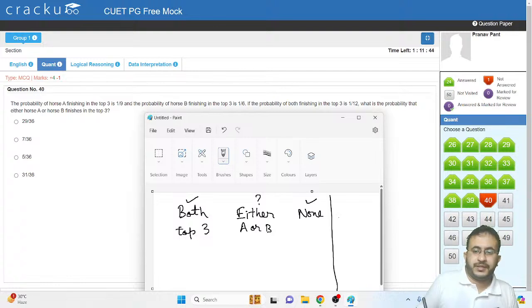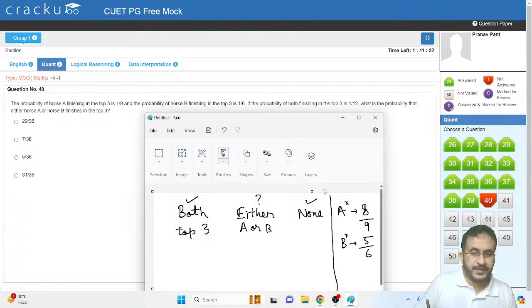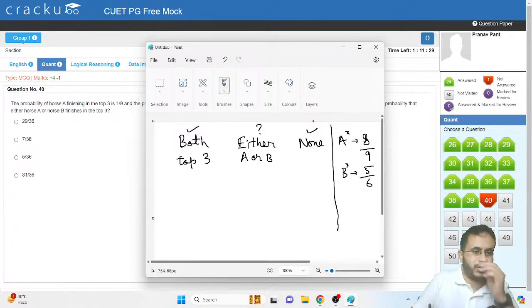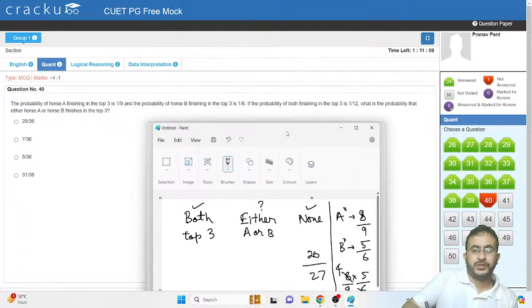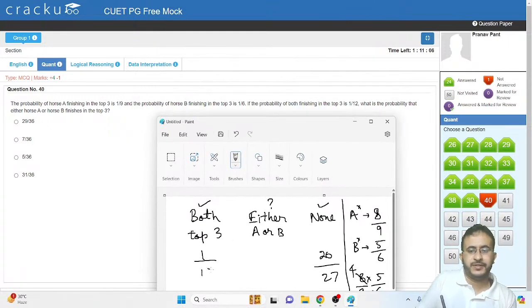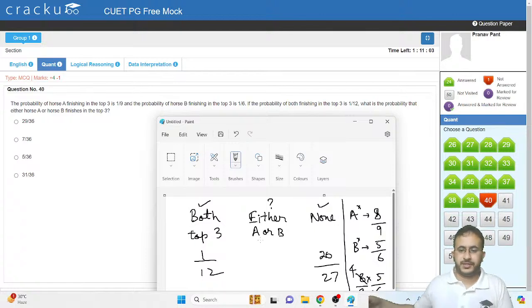So A के ना पहुंचने की probability is how much? 8 by 9. और B के ना पहुंचने की probability is 5 by 6. ठीक है, the probability of A not reaching is 8 by 9, and for B it is 5 by 6. So if both do not reach, that probability is 8 by 9 into 5 by 6. So this is 4 by 3. So 20 by 27. 20 by 27. Both in top 3 is 1 by 12. Find either one of them reaches in top 3.